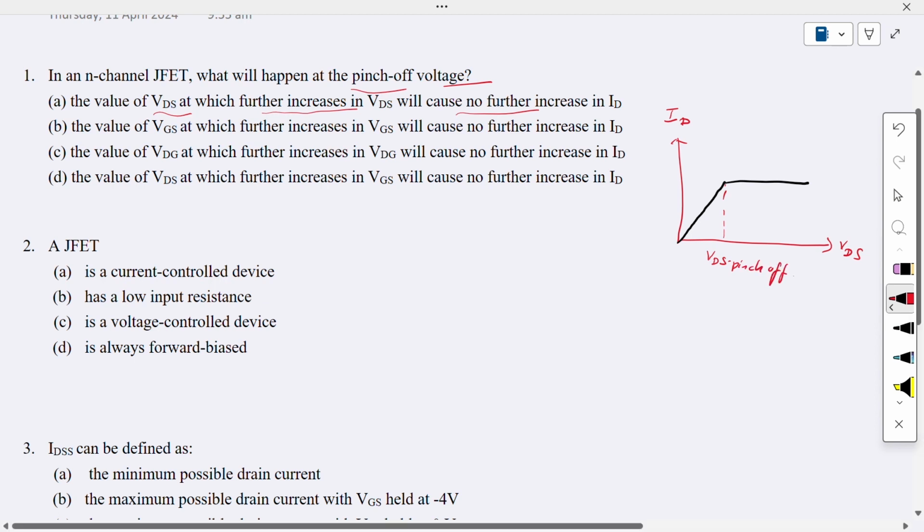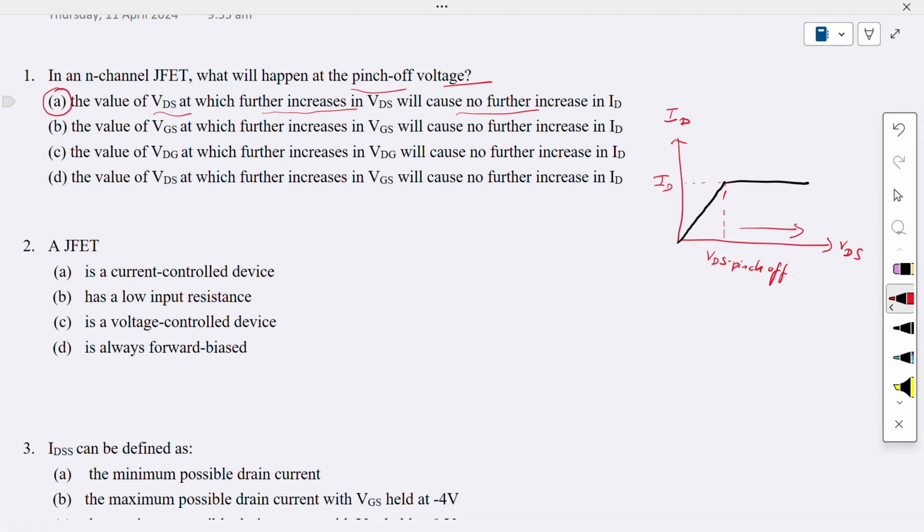Now the answers. A, the value of VDS at which further increase in VDS will not cause further increase in ID. That is correct. If you increase the VDS in this direction, the ID never increases. So answer A is correct. Now if we look at answer B, the value of VGS at which further increase in VGS will cause no further increase in ID, definitely this is not the correct answer. C also is not correct, and D also is not correct.